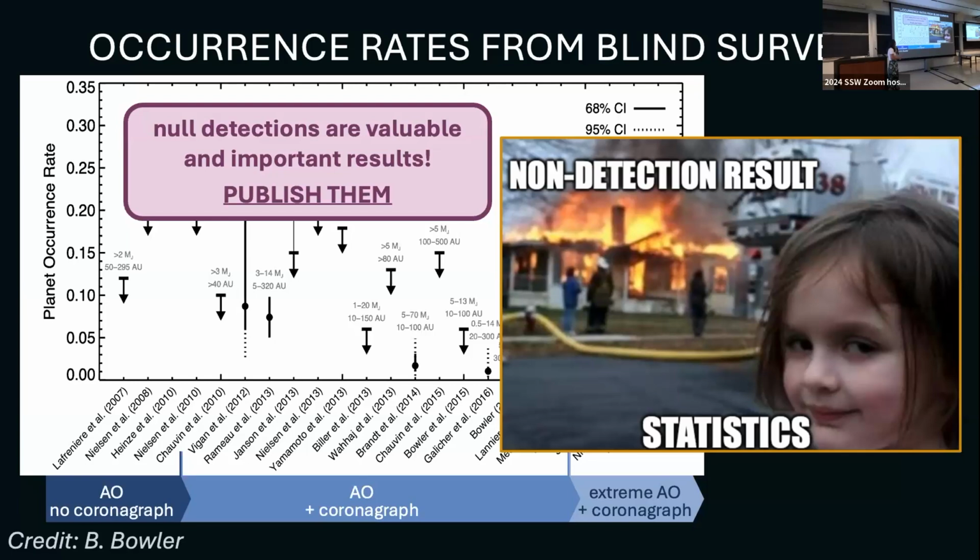And in fact, it was worth persevering because these first generation of surveys that we conducted all had null detections, but eventually we had some.